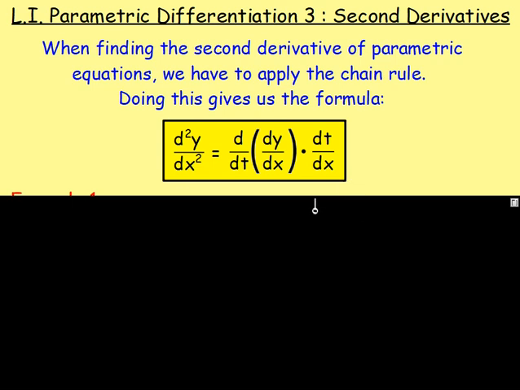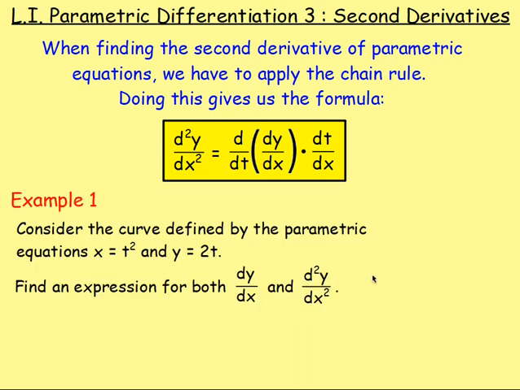So, when it's parametric equations that you're using, to work out d2y by dx squared, differentiate it the way you normally would with respect to t, but remember to multiply by dt by dx. Note that you will already have found dx by dt. So all you want to do is flip that upside down and then times.